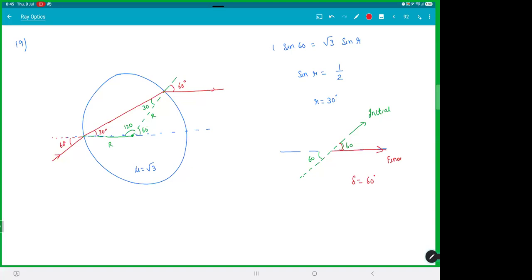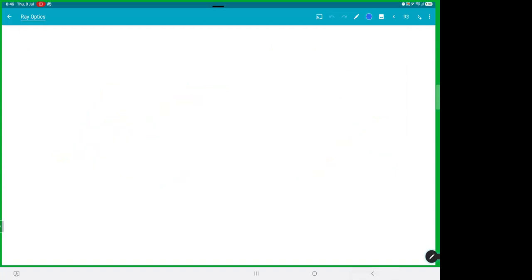So a simple Snell's law, and you just have to do that thing there. Any doubts on this? Clear? Snell's law, a little geometry. Next one. These are straightforward questions. We are just using Snell's law there.